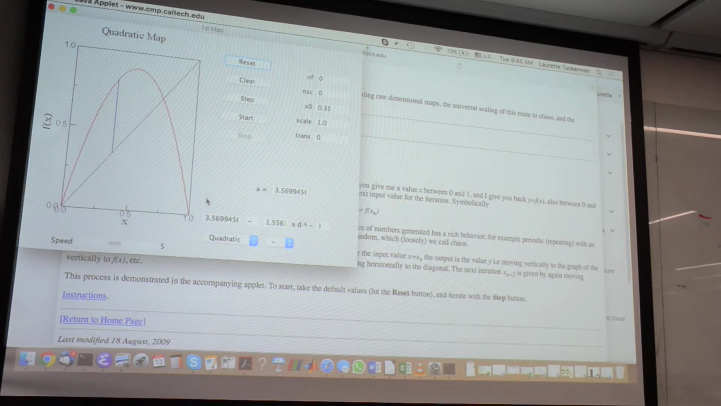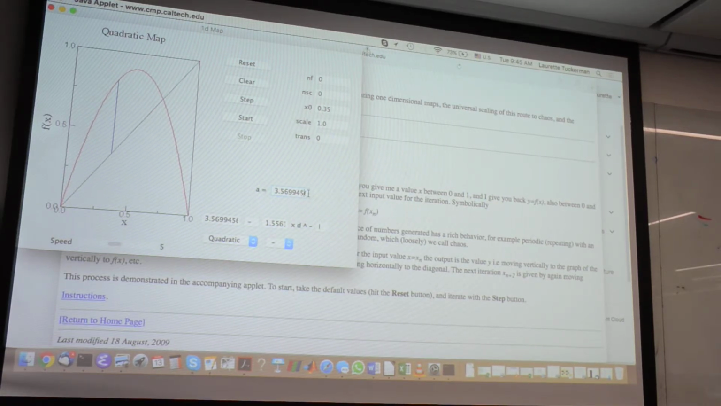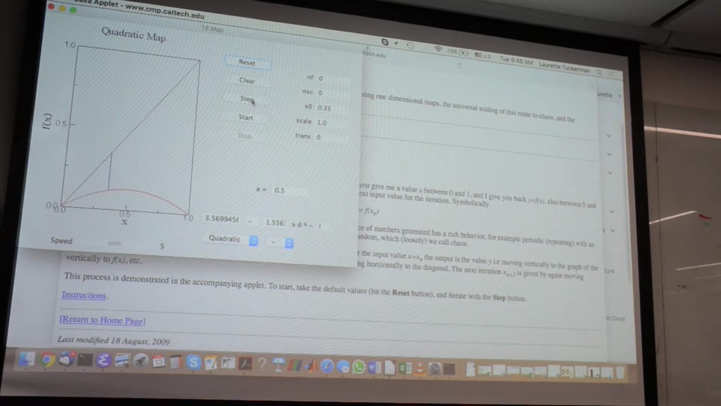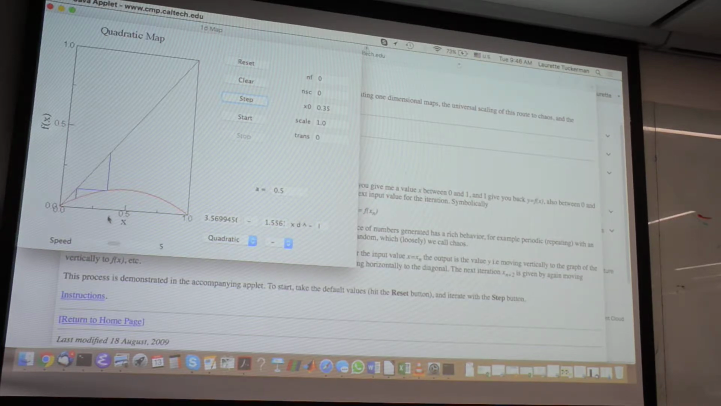Okay, good. So I'm going to take this value down, this value here, to 0.5. Reset, and I'm going to say step. You see it doing the cobweb picture, right? We started off with initial value 0.35 that was here. We went to the function that was here.